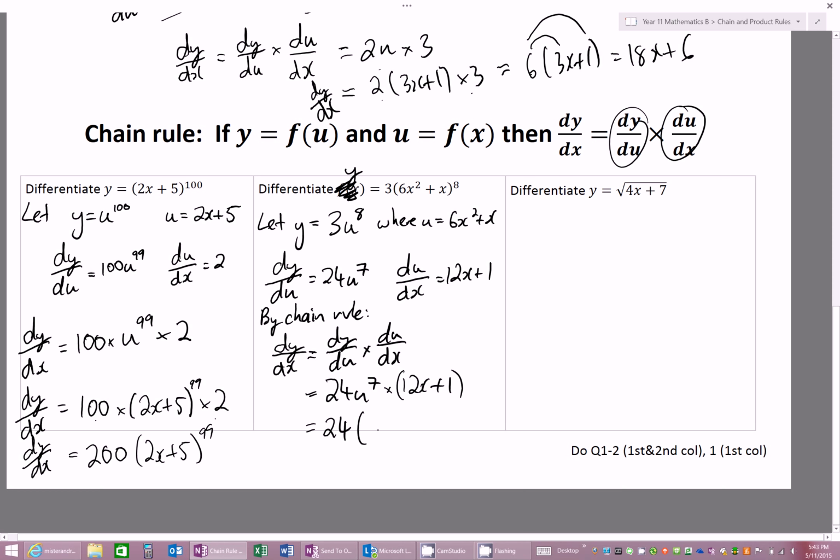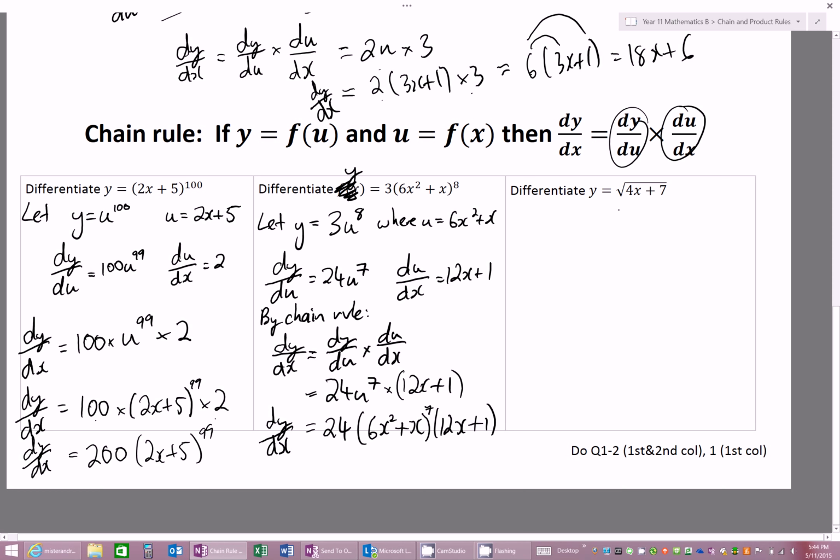24 times 6x squared plus x times 12x plus 1. That is my derivative. And typically we want them in factorized form. I missed the power 7, sorry. That was close. We want them in factorized form. Okay, we don't want them expanded, because we're typically then going to set the derivative equal to 0 to try and find some turning points.